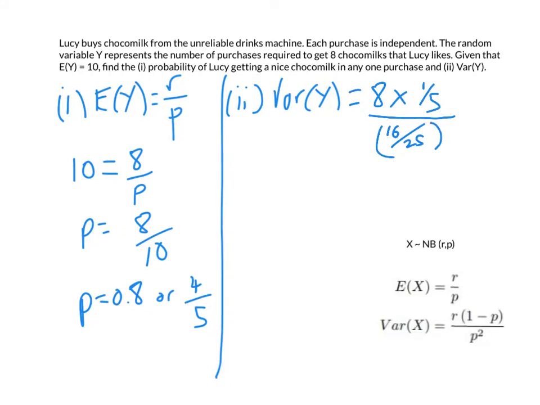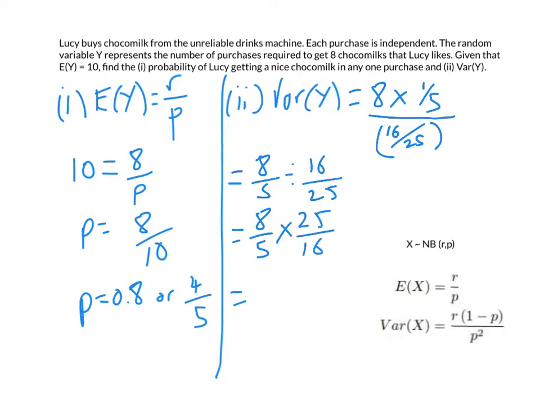Okay. Well, let's have a look at this. We've got 8 over 5 divided by 16 over 25. So 8 over 5 times 25 over 16. This looks like it's going to turn out quite nicely. Mix things around a bit. 8 over 16 is a half, times 5. So I'm going to have 5 over 2, 2.5. So I've got a variance of 2.5. What would I do if I needed the standard deviation? That's right. I would, of course, square root.